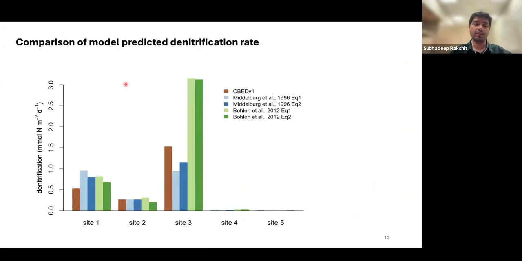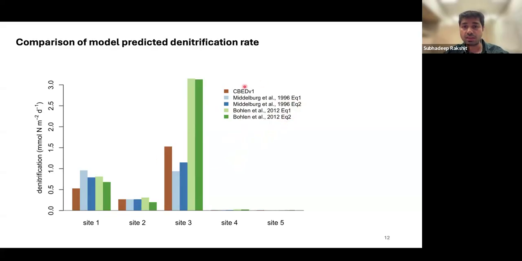Another independent validation that we used for our model is to compare the SeaBed model predicted denitrification rate with some of the empirical equations that have been proposed throughout the years. So we used Middelburg's 1996 paper, equations 1 and 2, and Boyle et al.'s 2012 paper. There are two equations that they gave for empirical estimation of denitrification.